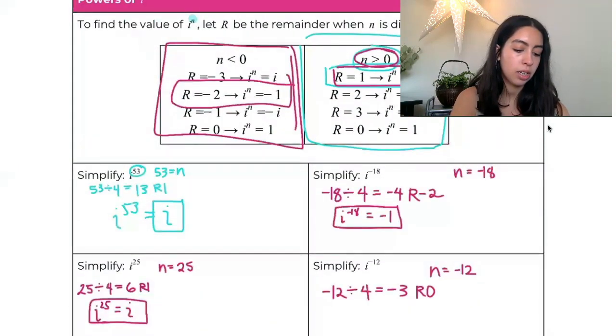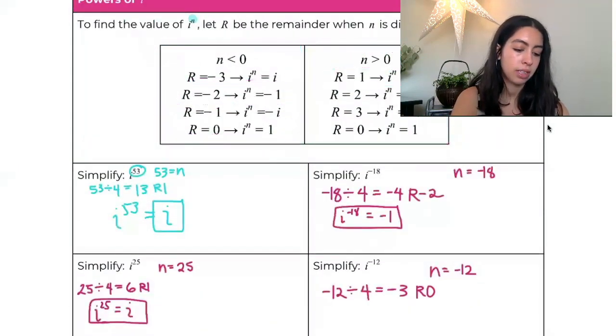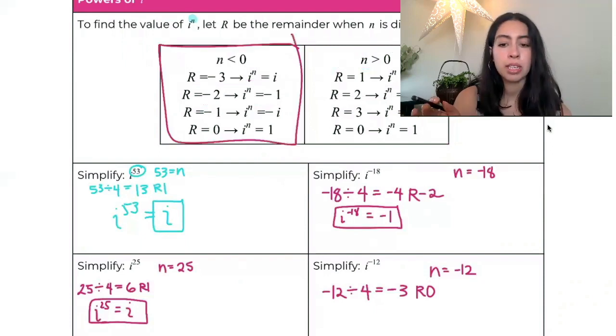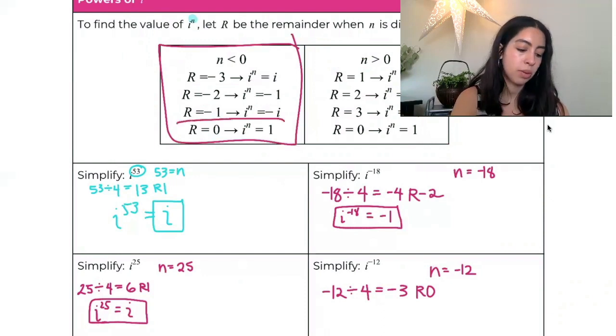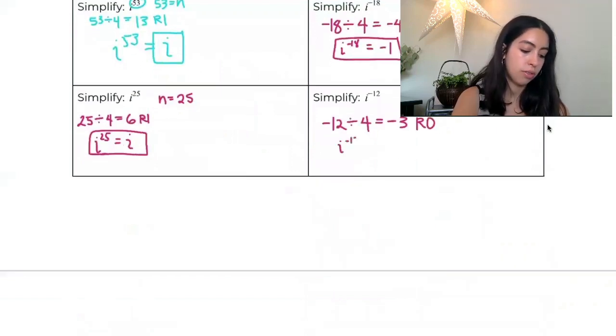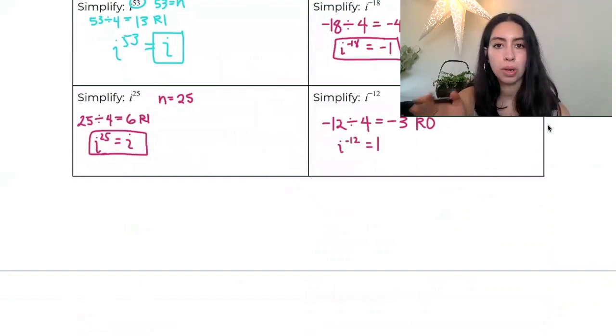So I'm going to come up over here. Let's erase all this so we can have a clean slate. I'm on the left column because my n was negative 12, it's negative, and my remainder is 0. So I know that my solution to this problem is equal to 1. i to the negative 12 is equal to 1.